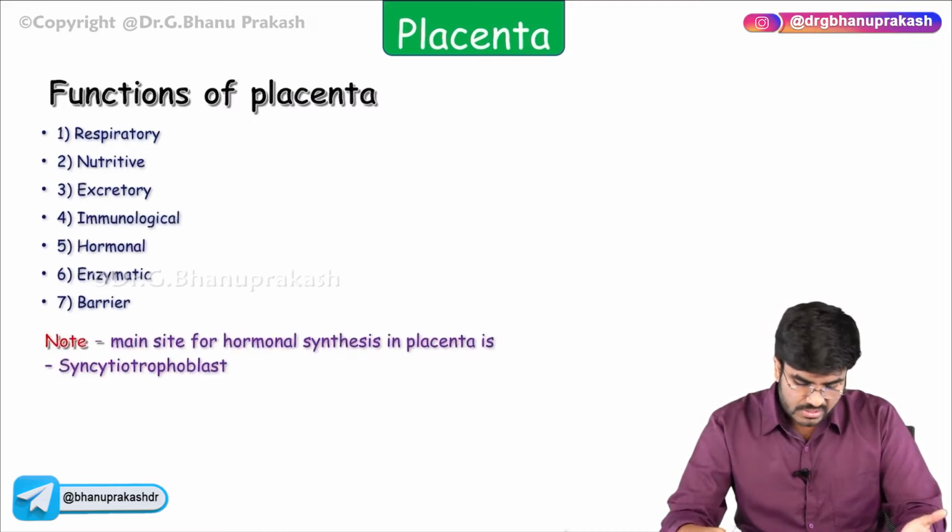For the conversion of pregnenolone to progesterone, there is need of an enzyme. What is that enzyme? 3-beta hydroxysteroid dehydrogenase. Question is, is 3-beta hydroxysteroid dehydrogenase present in the placenta? Yes. See, the placenta has 3-beta hydroxysteroid dehydrogenase. So the placenta can produce progesterone. No doubt, the placenta can produce progesterone without any need from the fetus.